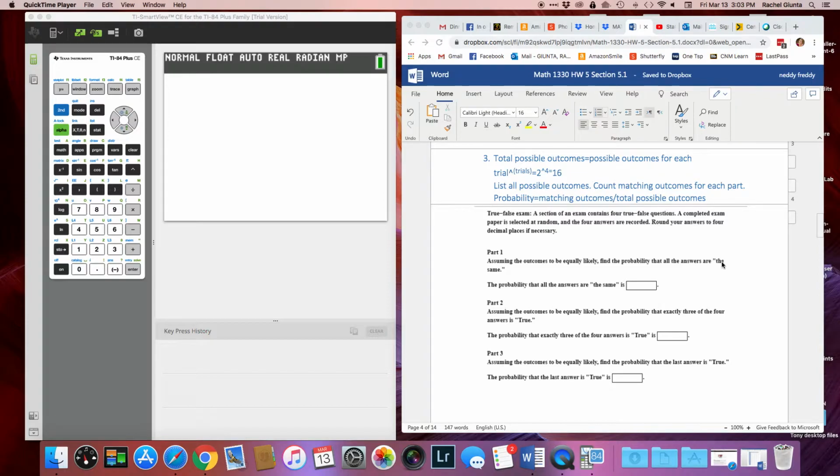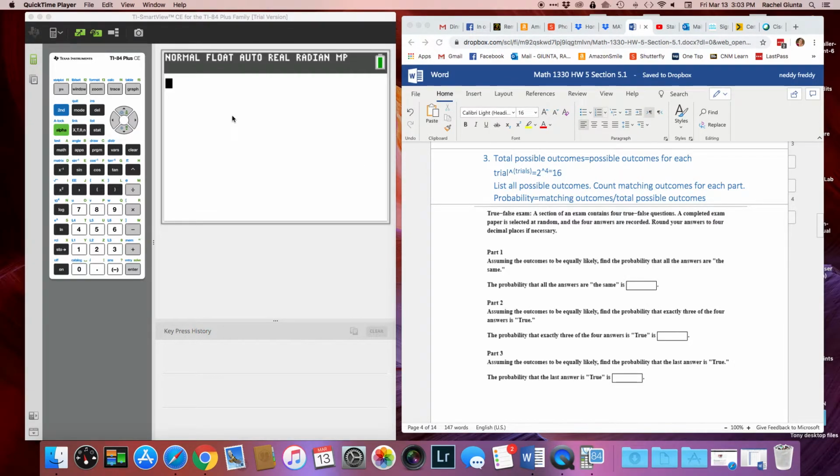So to answer the first part of that, to get the total number of possible outcomes, it's the number of possible outcomes for each trial. And since it's a true-false, there are 2 possible outcomes for each question. Each one could be either true or false. And then that is raised to the number of trials. In this case, each of the 4 questions is considered a trial. So 2 raised to the 4th power is 16.